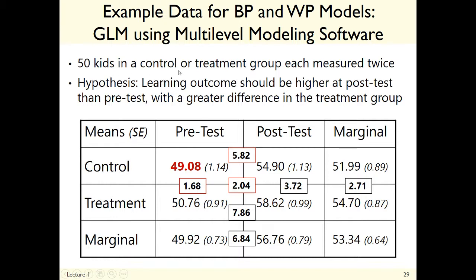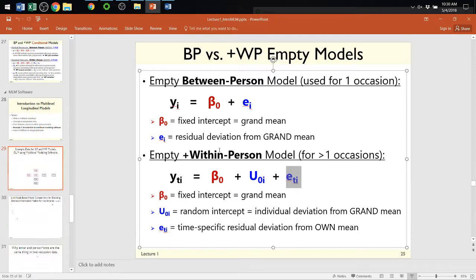50 kids, made up data so that it's all very well behaved. Either in a control or treatment group, they were each measured twice. And the hypothesis is that the kids in the treatment group should change more between pretest and post-test. And so I have on here what we would call the cell means in ANOVA language for each combination of our 2x2 design, as well as the marginal means. And the terms in the boxes then are going to show up as model parameters.